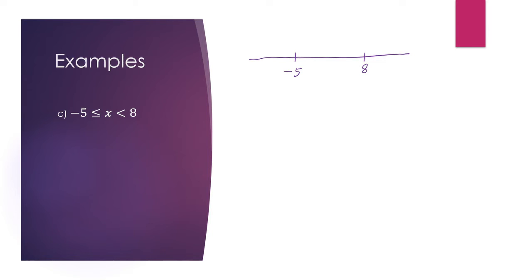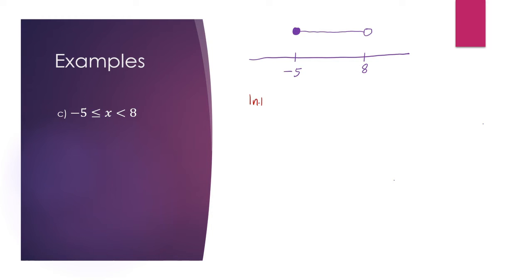At -5, the point is a closed point because the symbol at -5 is less than or equal to. It has an equal sign, so it is a closed point. At 8, the symbol is less than, there is no equal sign, so it is an open point. So since I have 2 points here, and the inequality means that the variable x is between -5 to 8, I will just connect these 2 points. So it means that the numbers are between -5, it will include -5 also, and all the way up until 8, where it does not include 8.